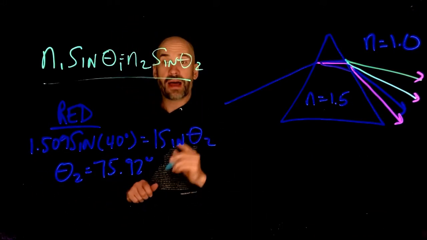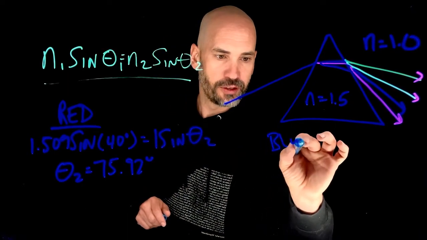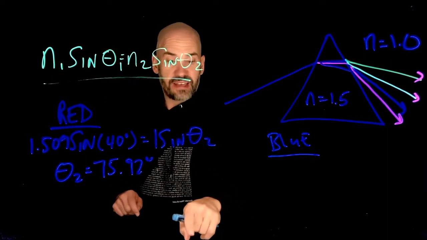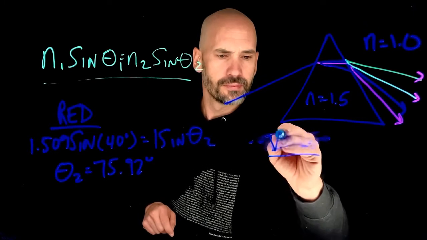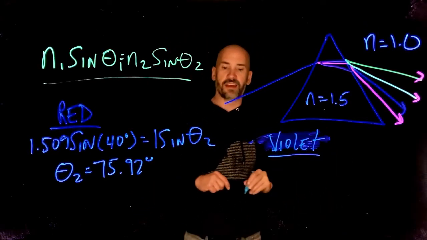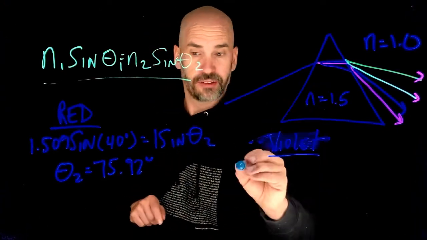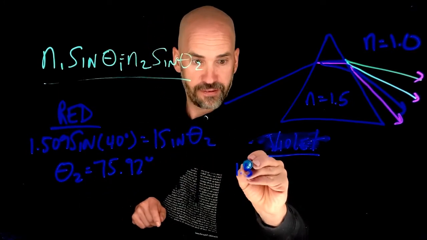All right, what about blue light, though? Let's do the same thing with blue light. We're going to use the same relationship, except it says this is actually violet. Come on, Snumbach. This is violet. And it says violet light has an index of refraction of 1.521 in glass. So in this case, this index of refraction here is changing to 1.521.